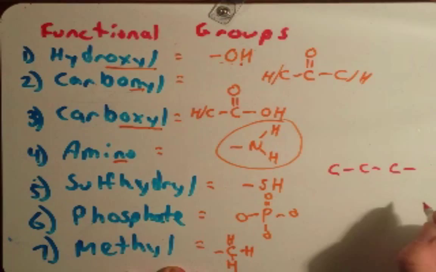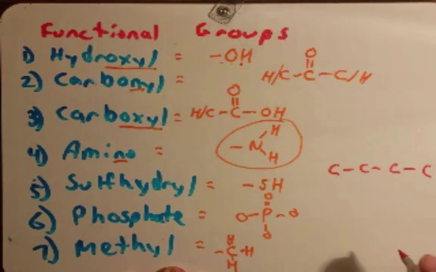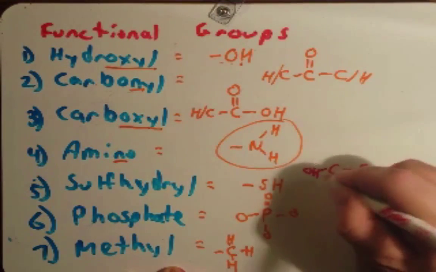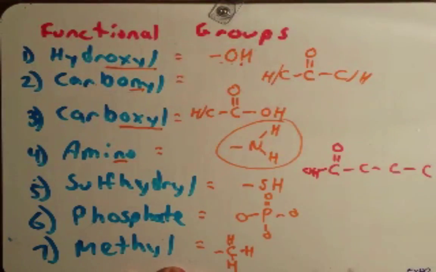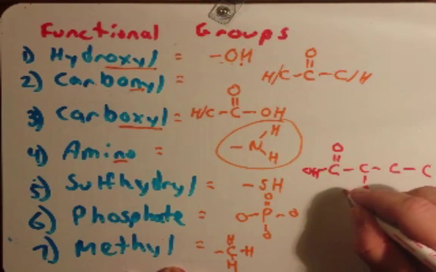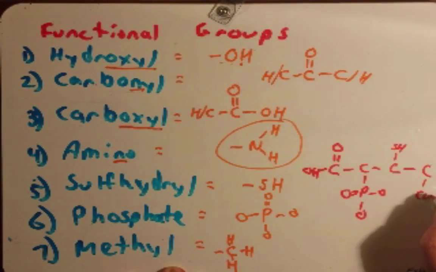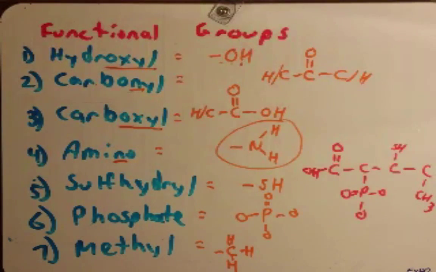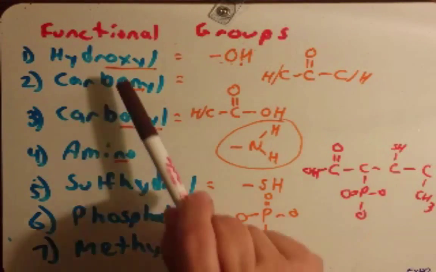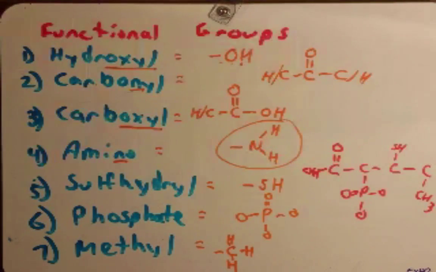I may give you a larger structure, and maybe this larger structure will have multiple functional groups. Maybe it'll have a carboxyl group here. Maybe it'll have a phosphate group. Maybe it'll have a sulfhydryl group here. Maybe it'll have a methyl group here. So any given carbon structure could have multiple functional groups, and you may be asked to identify all of the functional groups on a given structure. So be very familiar with these. One thing I will not ask you to do is draw a hydroxyl group or carbonyl group, carboxyl group, or any of these. You won't have to draw them. Okay, let's go ahead and erase this and move on to the next part.